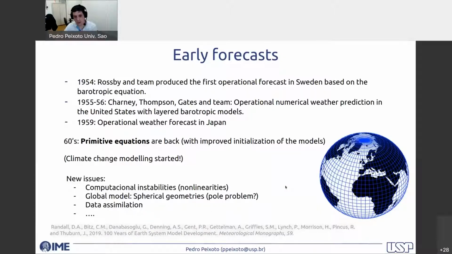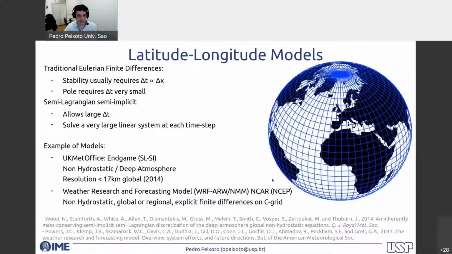I'm going to focus more on the HPC side of history here. So let's take a look at the first issue that arises, which is the issues that we're tackling today, up until today at least. If you use traditional Eulerian finite differences, the cells near the pole are very small. If you look here, they are very narrow in the x direction, right?